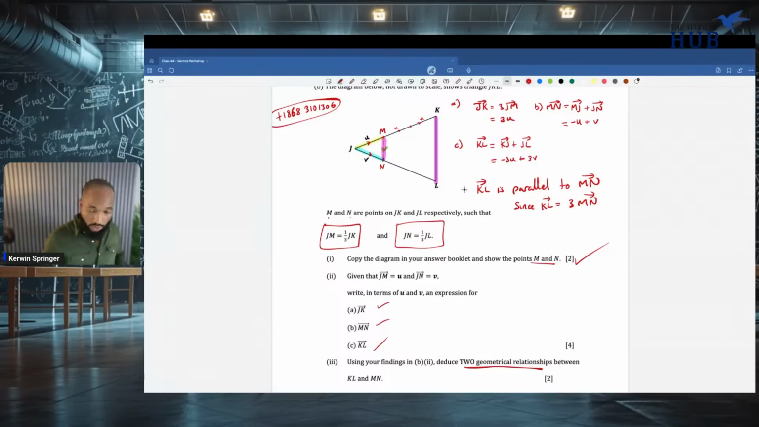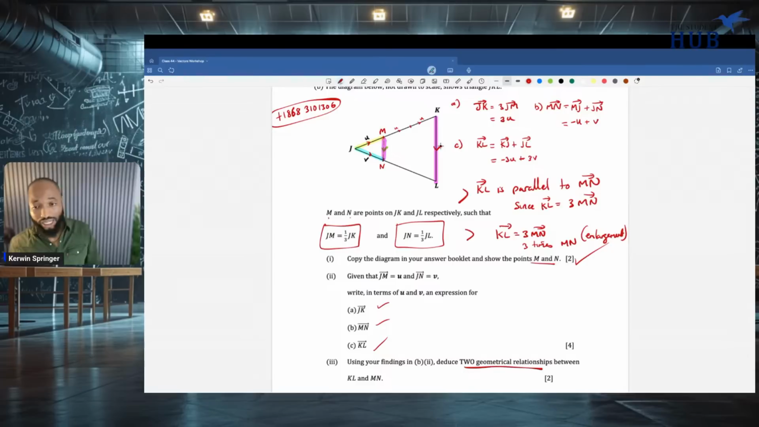Okay, that's one. What's the other relationship? Scale factor of 3. That's the other relationship. MN is actually 1/3 of KL. I could write it the other way around. KL is 3MN. So KL is 3 times MN, so it's an enlargement of MN. One is that it's parallel and the next one is that it's 3 times.